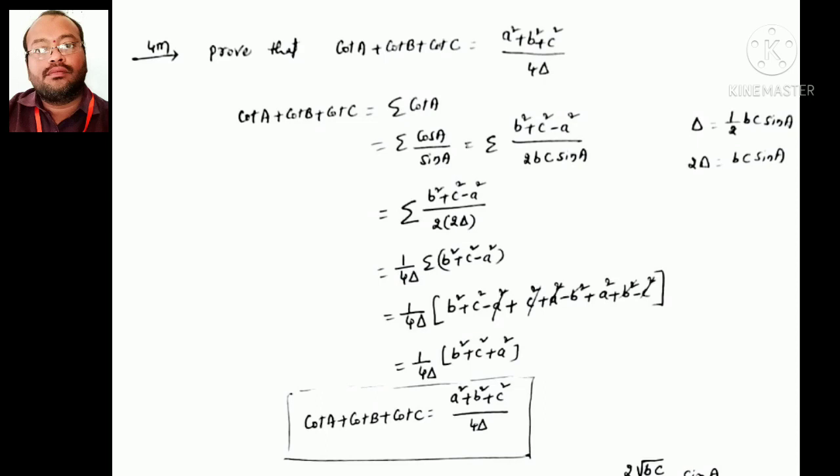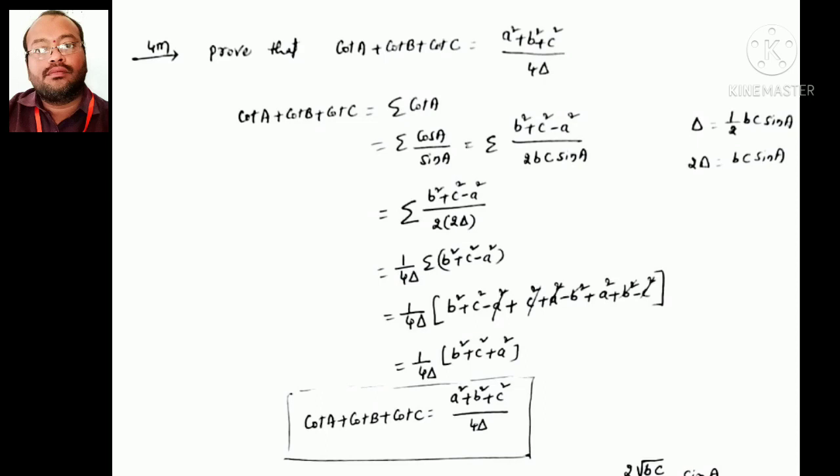Next question, cot A plus cot B plus cot C is equal to a square plus b square plus c square by 4 delta. So cot A plus cot B plus cot C can be written as sigma cot A. Cot A is nothing but cos A by sin A. Cos A is nothing but by cosine rule b square plus c square minus a square by 2bc. So then delta is equal to half bc sin A, na? Delta formula. Then bc sin A can be replaced as 2 delta. So then we can get 1 by 4 delta.